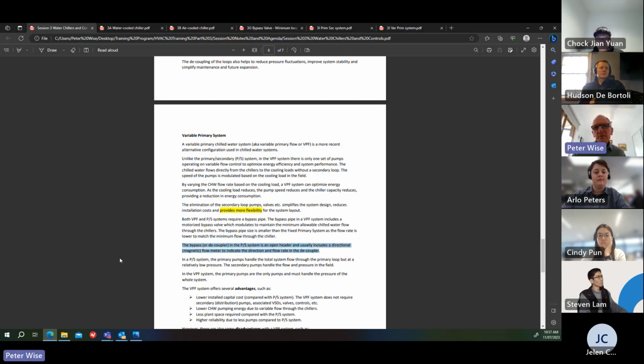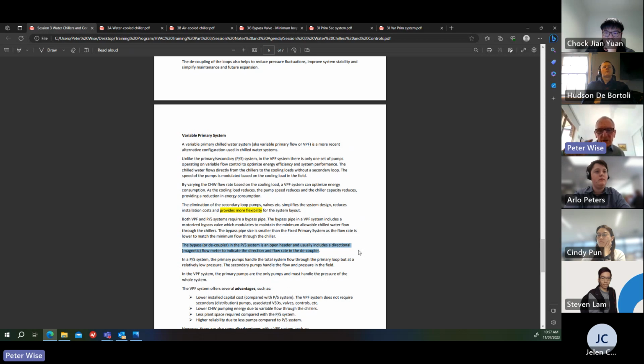The decoupler in primary secondary is an open header and usually includes the magnetic flow meter to indicate the direction of flow rate. Now, I was involved in a project which we didn't design. It was designed by somebody else, just going back a while now, in the earlier days of primary secondary, and this particular designer wanted to make sure that you could never get a reverse flow in the decoupler.